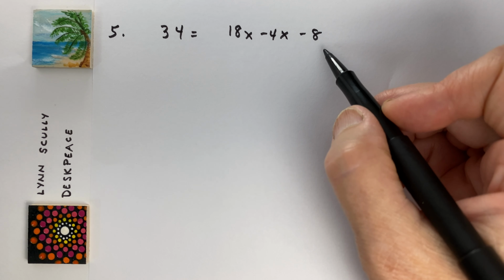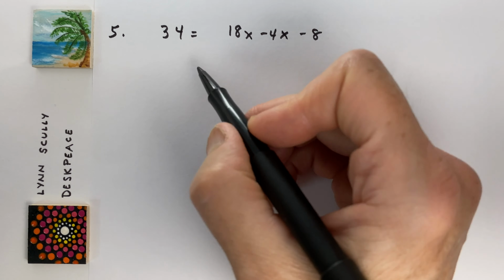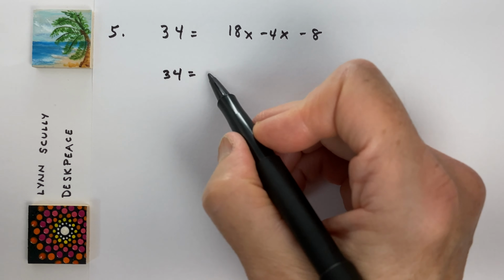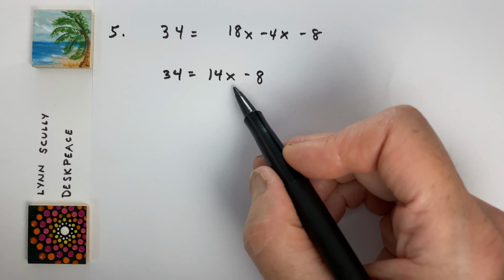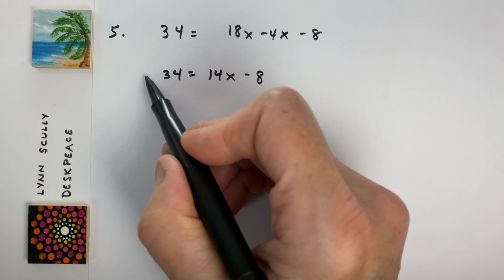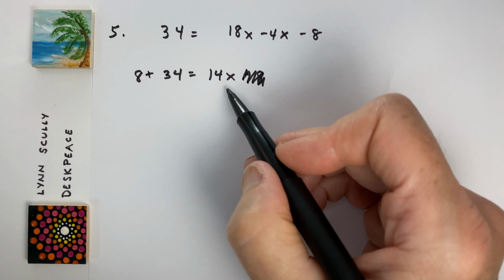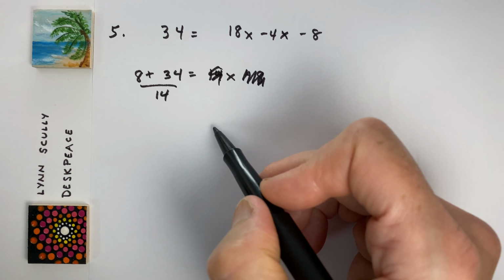Number 5, 34 equals 18x minus 4x minus 8. So there's nothing to combine on this side. 18 minus 4 is 14x minus 8. Now I want to get the x alone. 8's attached by subtraction. Move it by addition to the other side of the equal sign. 14's attached by multiplication. Move it by division to the other side of the equal sign.